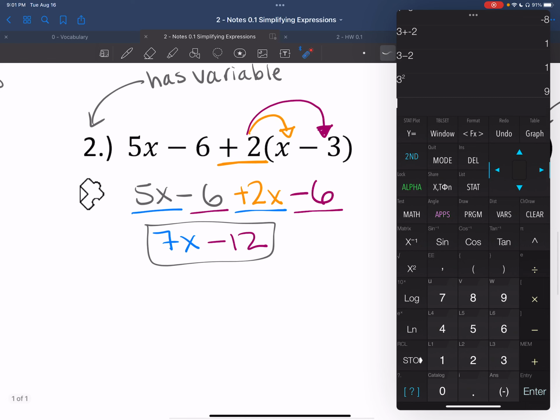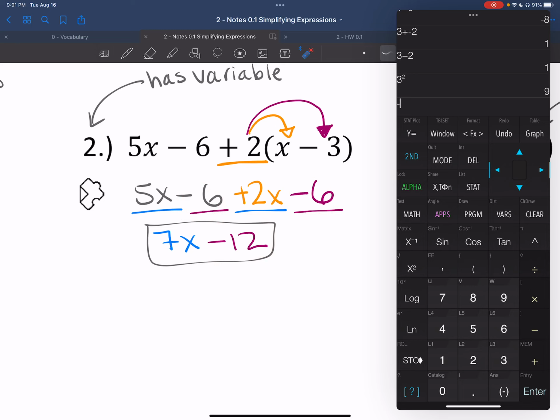And now I combine like terms. Well, 5x and 2x have the same variable piece, so I add them together. I'm sorry, 5 plus 2 gives us the 7x. Then we have negative 6 and negative 6. Those are like terms. So when I add negative 6 and negative 6 together, I get negative 12.